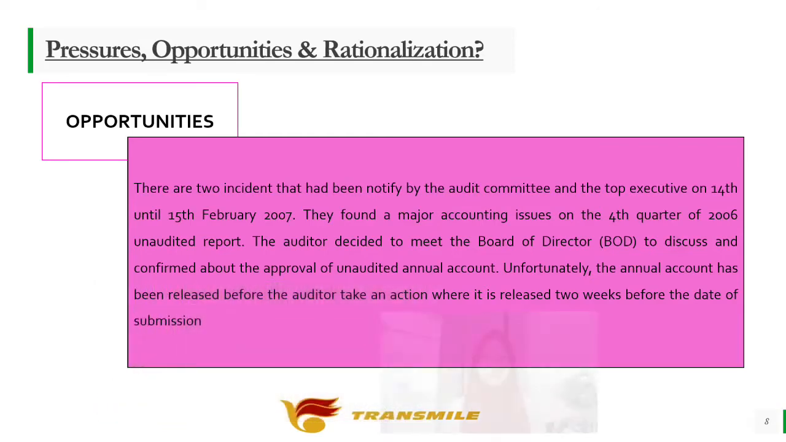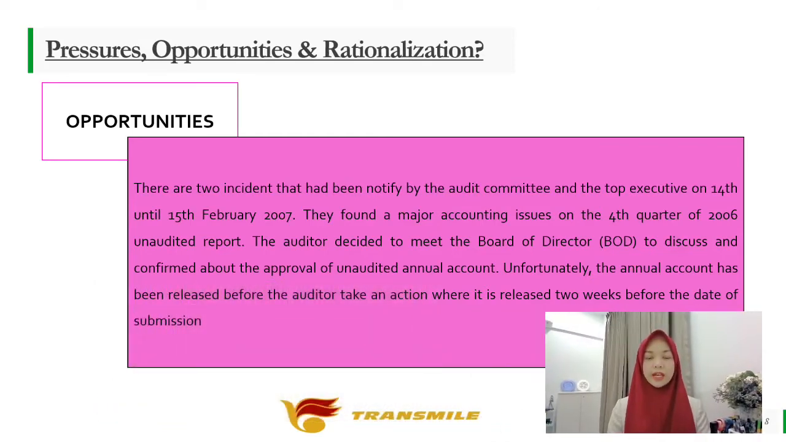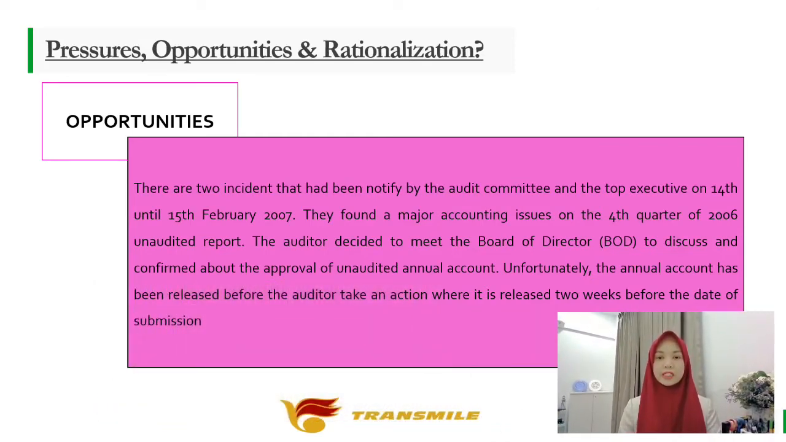the public. The next fraud triangle part is opportunities, where the financial statements of all companies are potentially subject to manipulation. The risk is greater for companies in industries where significant judgments and estimates are involved. Based on the Transmile Group Berhad case, opportunities started to happen when there were two incidents notified by the audit committee and the top executive on 14 and 15 February 2007.